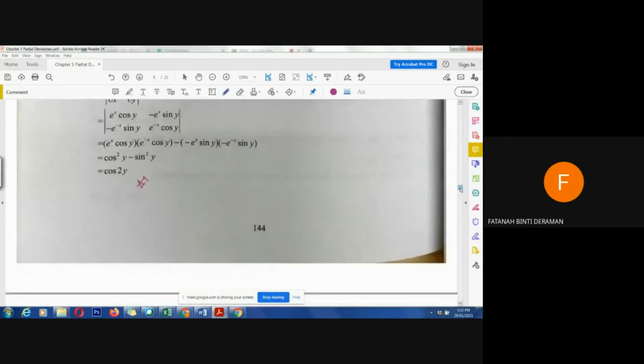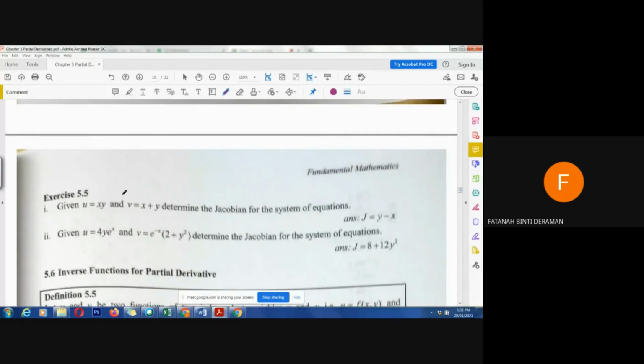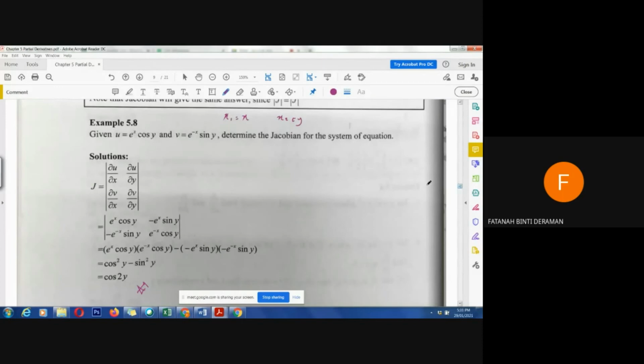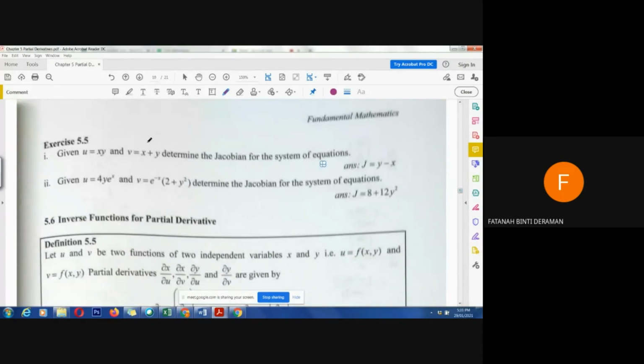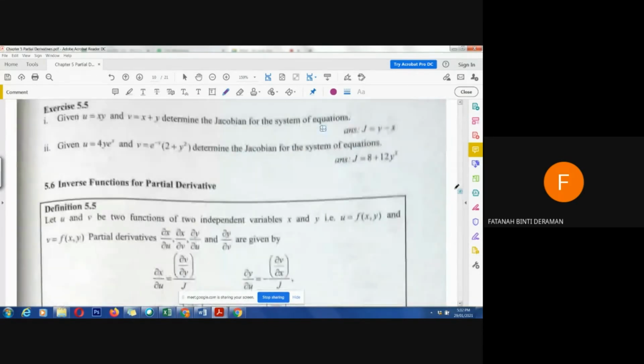So that is the answer if you need to find the Jacobian for the system of equations of this function. More advanced? No more advanced, just two variables. If it is three variables it is quite difficult because we have 3 rows and 3 columns. In this exercise we only have 2 variables and 2 functions. It's the same here. I just follow this exercise to obtain the following answer.